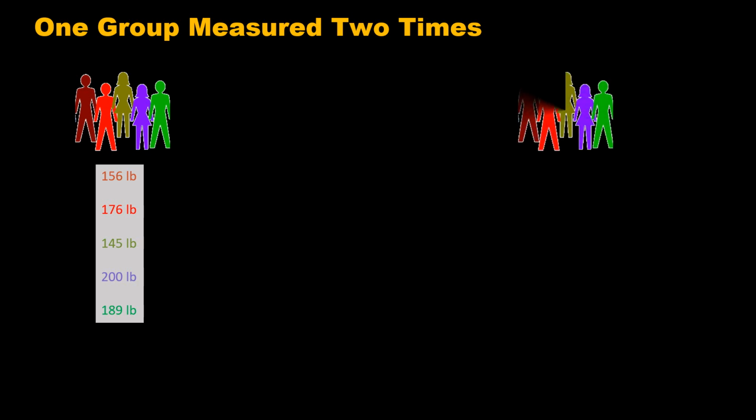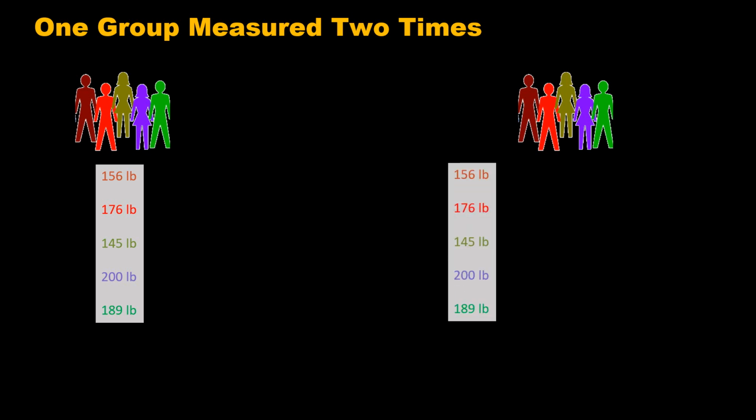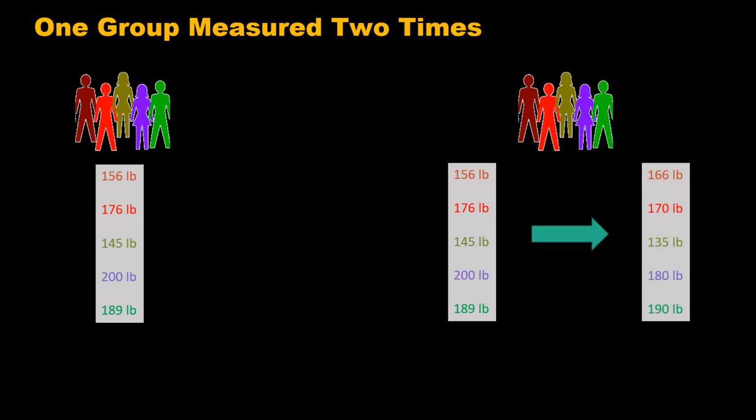Again consider the same group of people and assume they are going to start a nutrition meal plan for weight loss. Before they start the meal plan, we measure their weight. And after a month of meal plan, we measure their weight again. Now you understand these two cases.